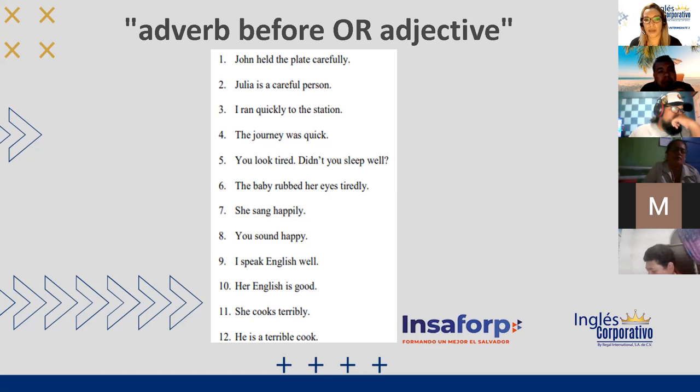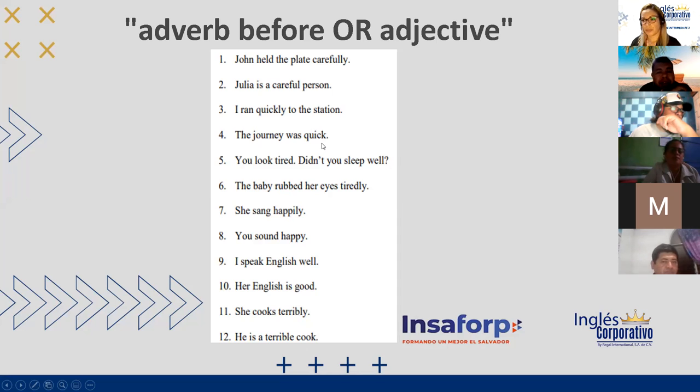Ajá, está modificando el verbo correr, porque correr, hay maneras de correr, exacto, right? ¿Cómo corro? Rápido, está modificando ese verbo. You say run is like a general idea, but if I say quickly, I am describing the verb. Okay, the journey was quick. En este caso, estoy describiendo el noun, the journey. Ajá, el viaje. The journey was quick.